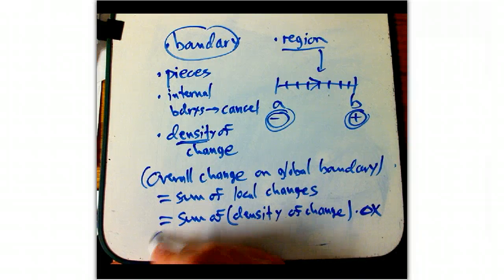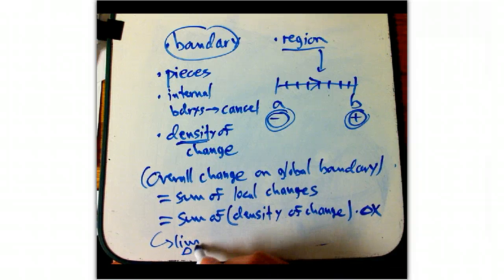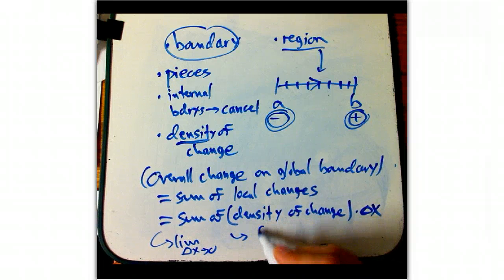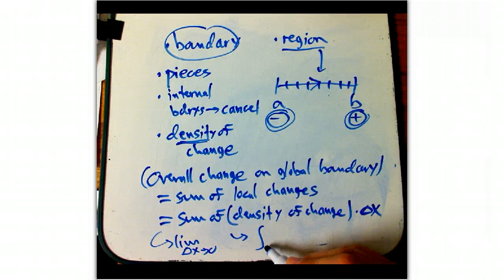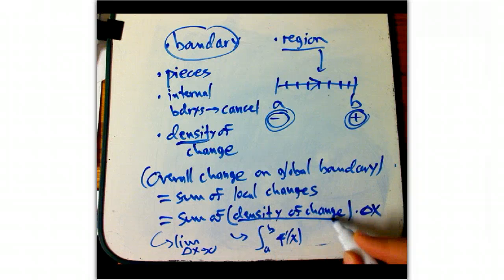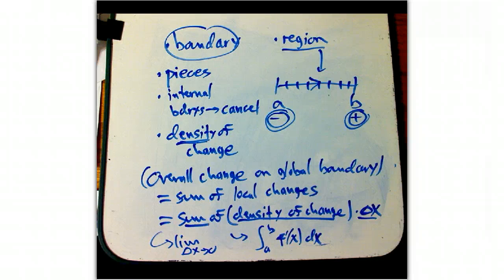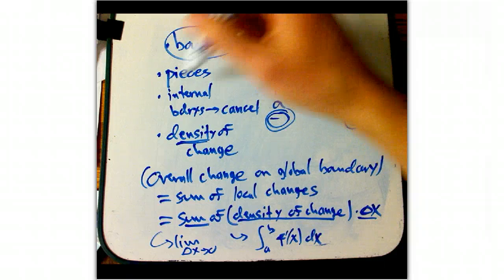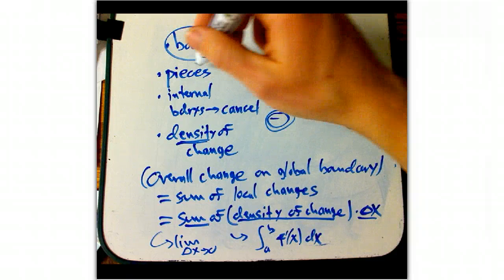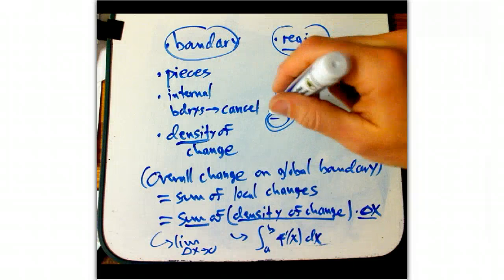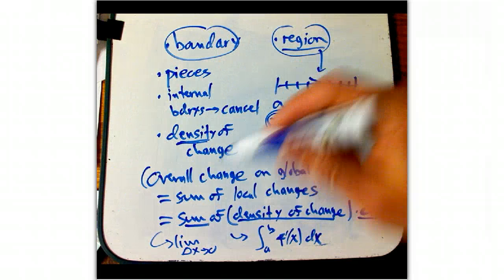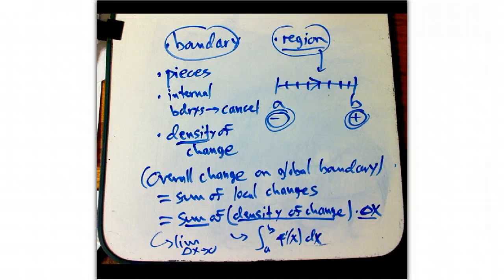And then we take the limit. As delta x goes to 0, this turns into the integral of the derivative. The density of change turns into the derivative, the sum turns into the integral, and the delta x turns into the dx. And that's another way to think about the fundamental theorem of calculus. All of these ideas, region, boundary, internal pieces canceling, orientations, density of change, are going to come into all of the versions we'll do of the fundamental theorem.